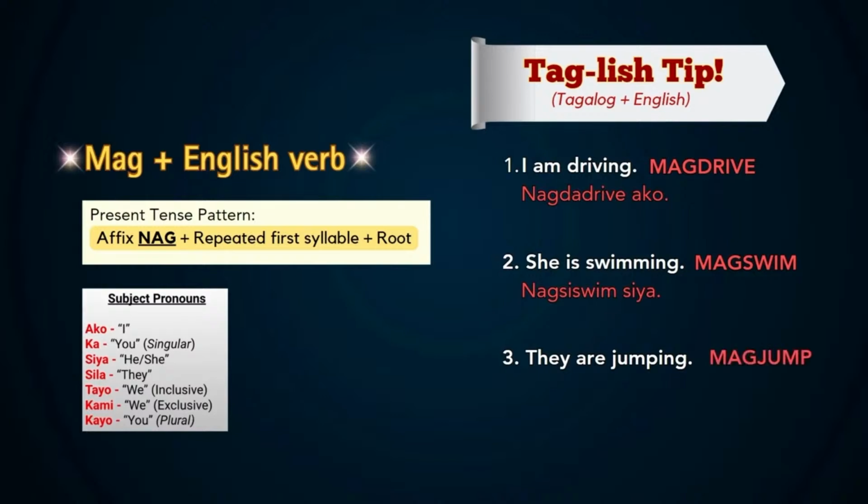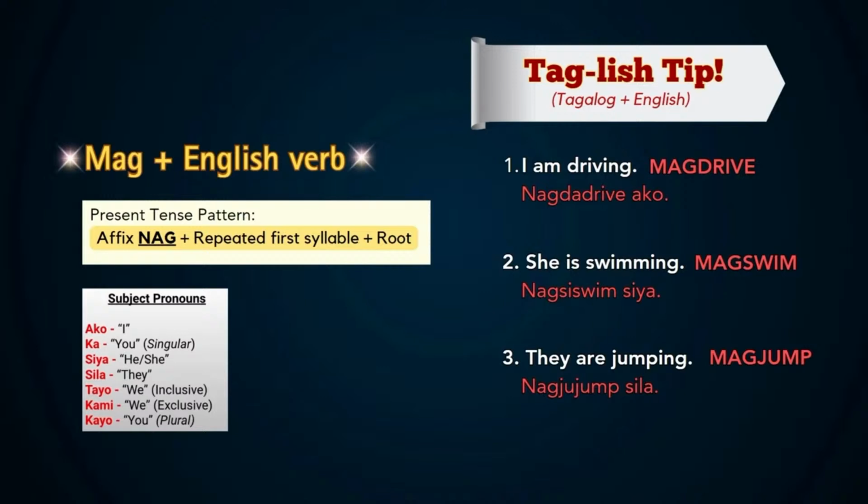Lastly, they are jumping. What if I told you to use the verb mag-jump? How would you write they are jumping in Taglish form? In Taglish, you could say, nagjajump sila. They are jumping. Nagjajump sila. So the affix is nag, then there's the repeated first syllable or sound, and then the root. Nagjajump sila.